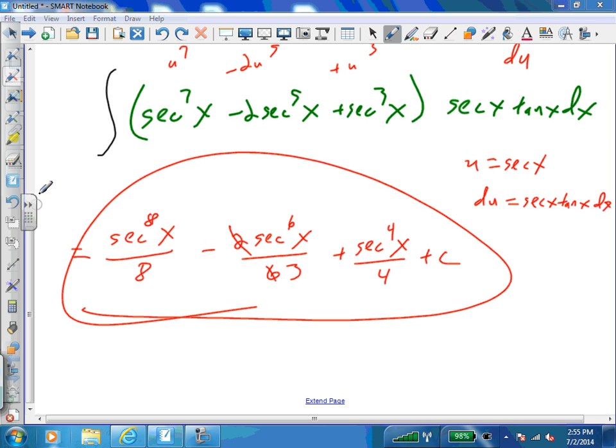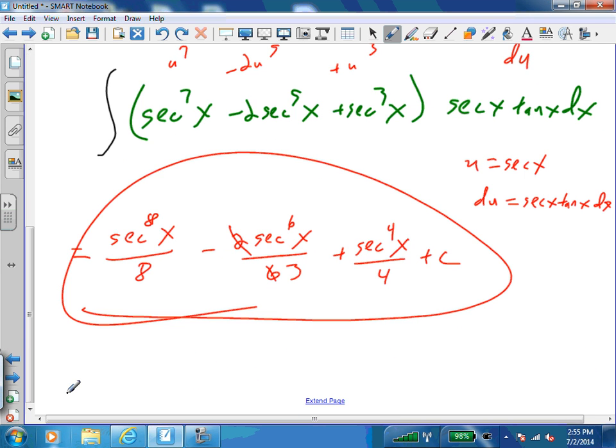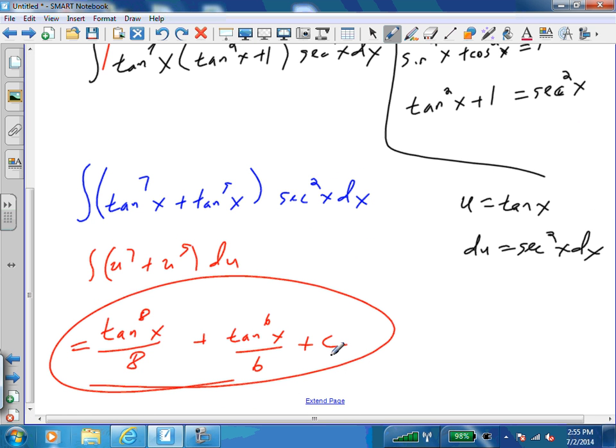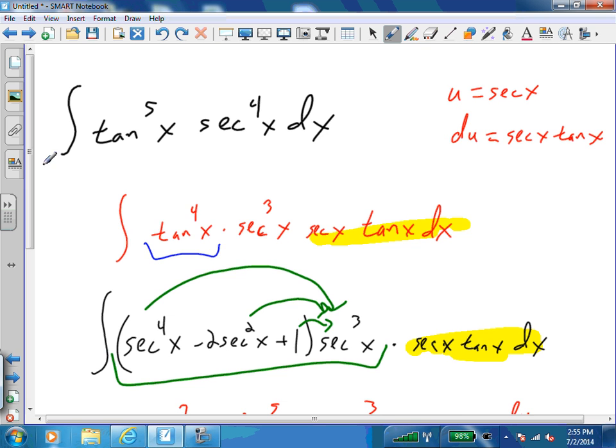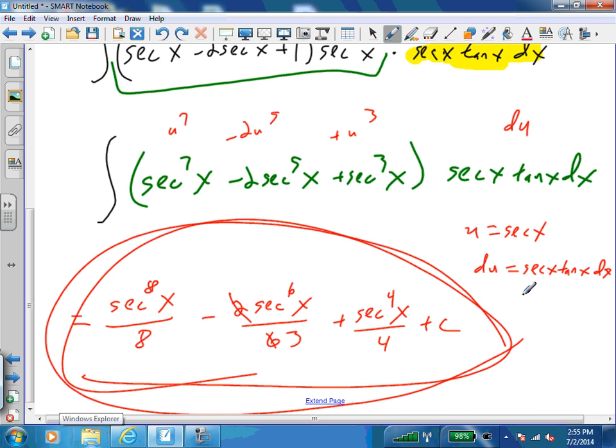Now, we did the same problem twice. We integrated the same thing twice, but notice our answers are not the same. But they are equivalent to each other. If we took this one and changed it into secant squareds, we would get that.